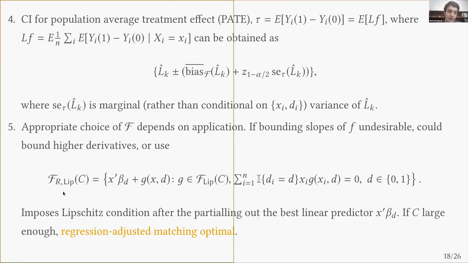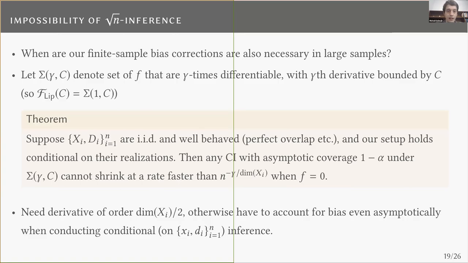It turns out that in this case, we get an analog of our result that the matching estimator is optimal if this Lipschitz constant C is large enough. The analog of the result here is that if the Lipschitz smoothness condition is large enough on this residual after taking out the best linear predictor, the estimator that's optimal is the regression adjusted matching estimator with a single match. Let me skip this and pause for questions.